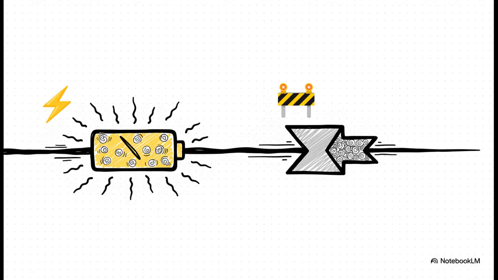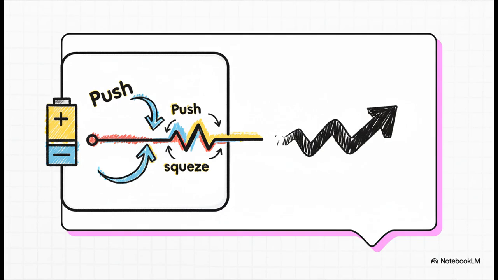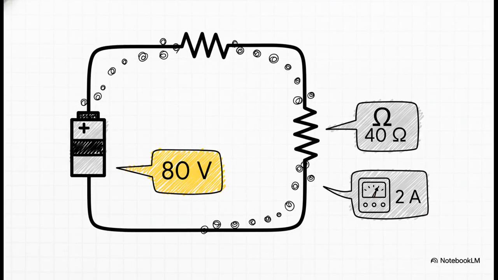So voltage wants to push, and resistance wants to, well, resist. Now, the relationship between this push, the squeeze, and the flow that results from it is described by probably the single most important rule in all of electronics: Ohm's law. The official definition is right there, but what it really boils down to is this: if you push harder with more voltage, you're going to get more flow. Simple as that. And here is that beautiful law in action.